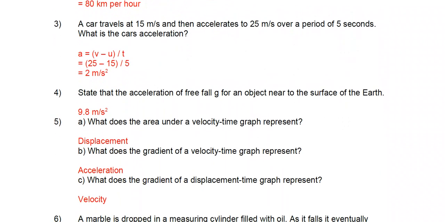Okay, question number 3. A car travels at 15 meters per second and accelerates to 25 meters per second over a period of 5 seconds. What's the car's acceleration? Well, we're going to use the formula that acceleration is the change in velocity over the change in time.